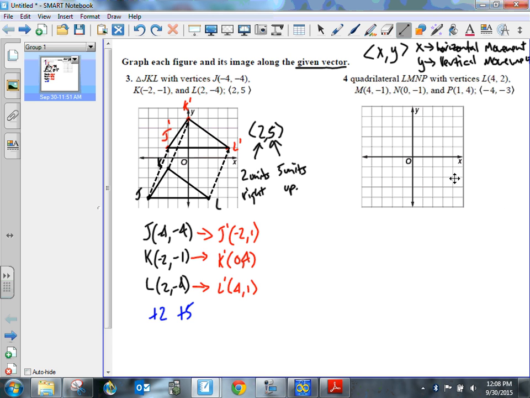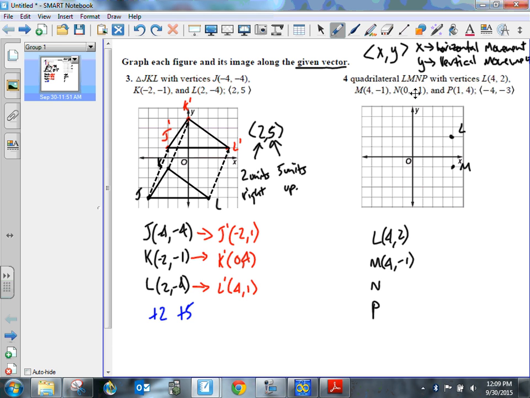Okay, and example 4. Let's do the same thing for L, M, N, and P. So I'm going to put those points down here. I'm going to plot point L, that's the point 4, 2. So 1, 2, 3, 4, up 2. Okay, here's point L, and that's the point 4, 2. If I plot the point M, that's the point 4, negative 1. So that's M. Let me write that, 4, negative 1.